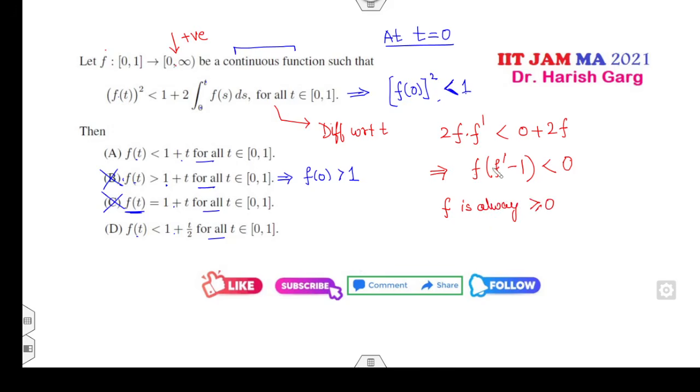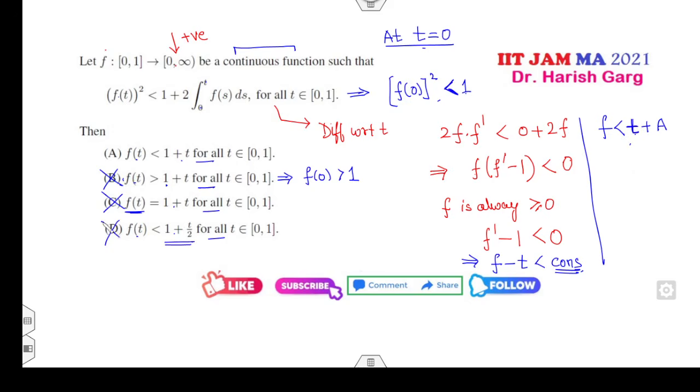Fine. That means f dash minus f must be less than 0. And if you integrate them, what will happen? f minus t is less than a constant. That implies f is less than t plus any constant a. So you can find that f of 0 is less than 1. You can see the coefficient is t, but the other coefficient is half. That option cancels. A is the right answer of the problem.